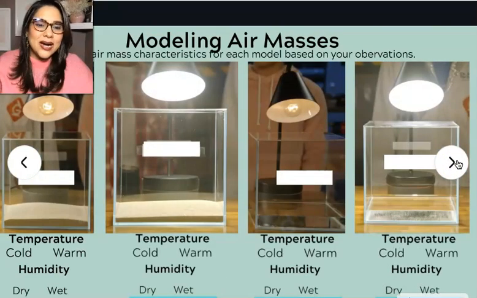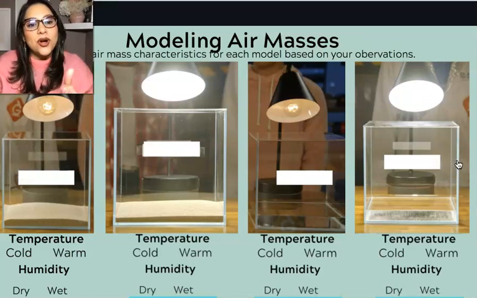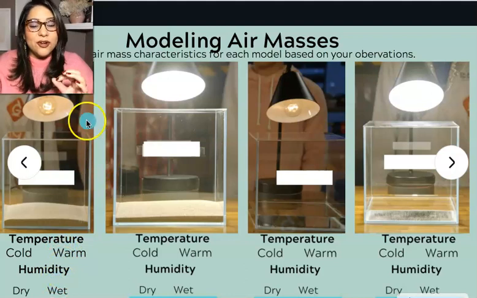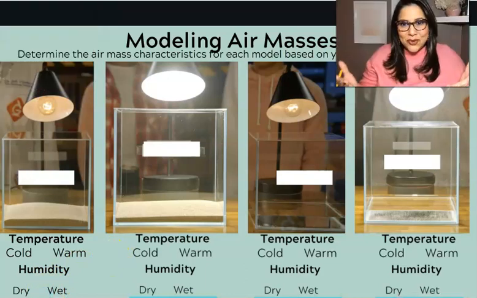Now, let's continue our practice and let's use some models. So we're going to model air masses, and we have 4 different tanks, and there's different conditions for each tank. Keep in mind that in some models, the lamp is on, and in others, the lamp is off. And I want you to carefully observe each tank and determine both the temperature and the humidity for each model. So you can go ahead and press pause and try that out, and then we'll come back and review it together. So welcome back.